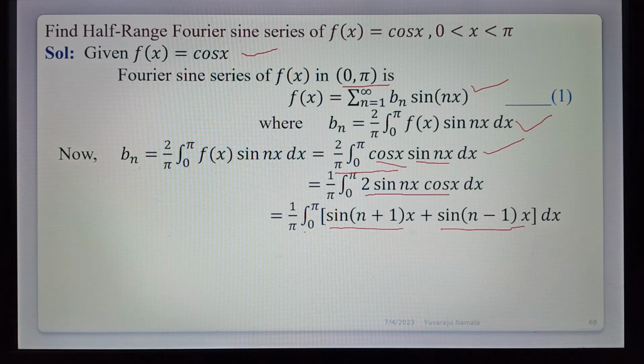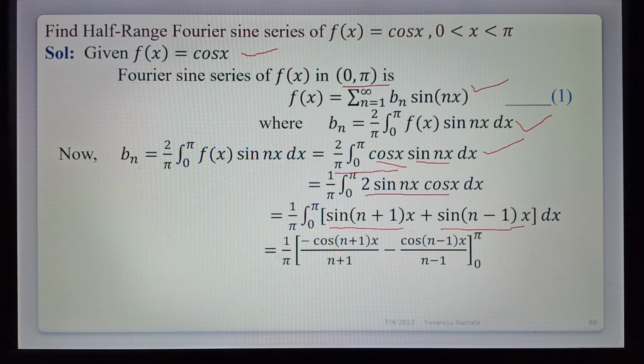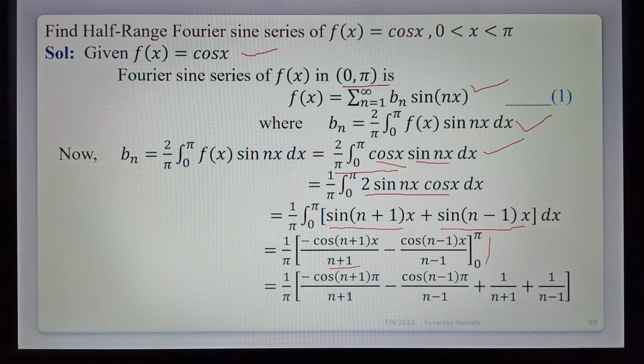Now finding the integration. 1 by pi into the integration of sin: minus cos of n plus 1 x by the x coefficient n plus 1, minus cos of n minus 1 x by n minus 1, with limits 0 to pi. First substituting the upper limit pi, 1 by pi into minus cos of n plus 1 pi by n plus 1, minus cos of n minus 1 pi by n minus 1, plus the lower limit x is equal to 0, cos 0 is 1, minus of minus plus 1 by n plus 1, and next minus of minus plus 1, cos 0 is 1, 1 by n minus 1. So now simplification continues.